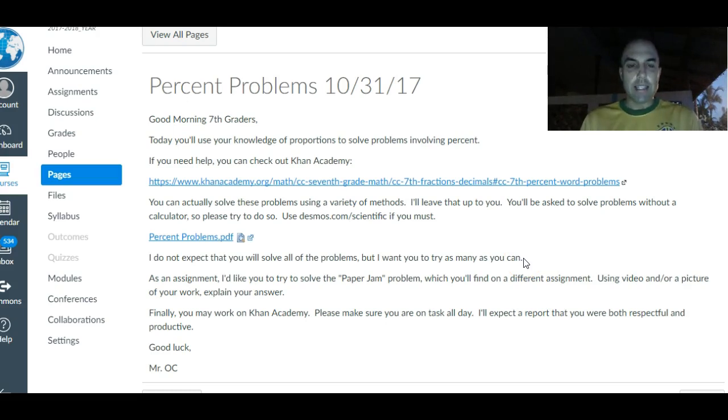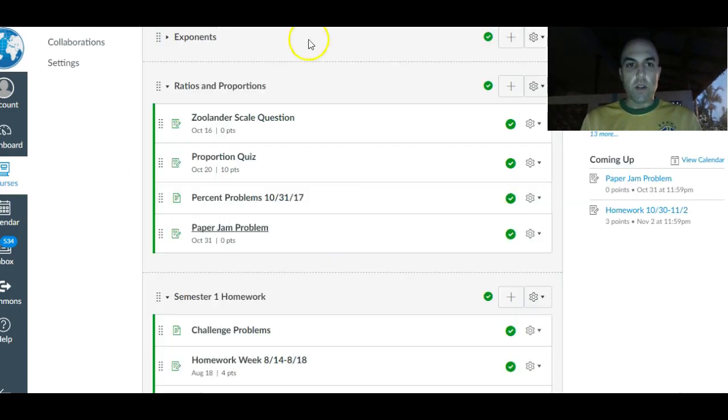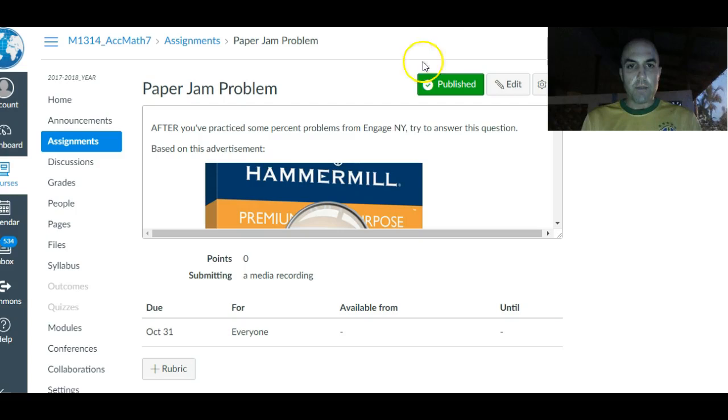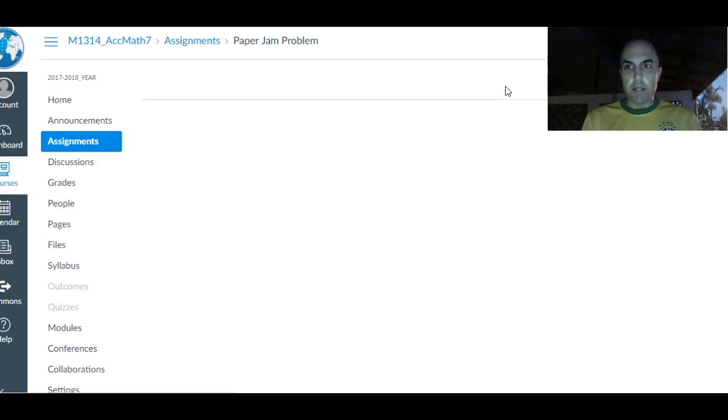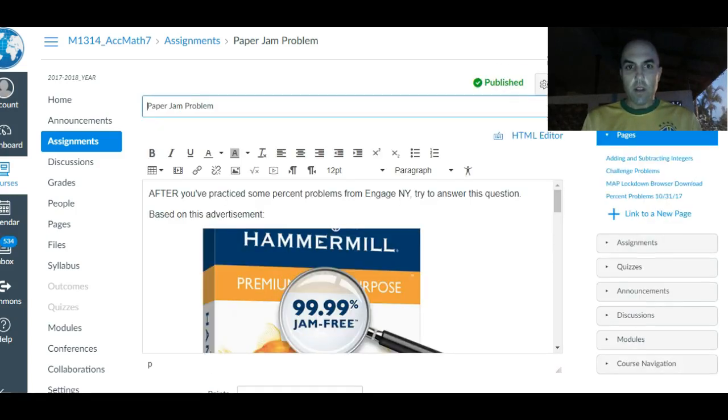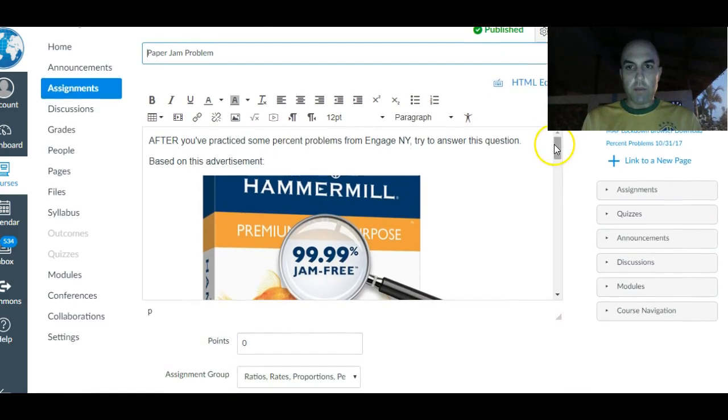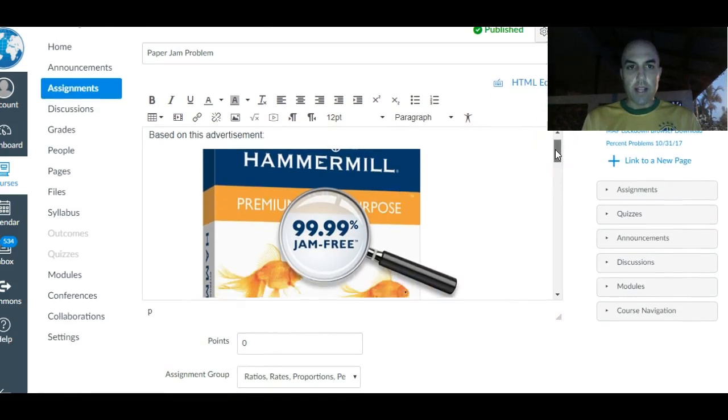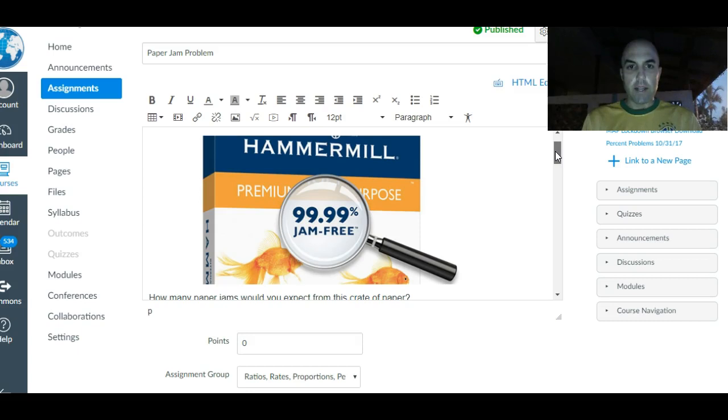And then, as an assignment, I'd like you to solve the paper jam problem. And you'll find that right on Canvas as well. So, underneath percent problems, you'll find the paper jam problem. And the paper jam problem looks like this. Oh, it didn't open very well. So let's see here. I want you to be able to see the problem itself. And once you've done some percent problems from Engage New York, try to answer this question based on this advertisement.